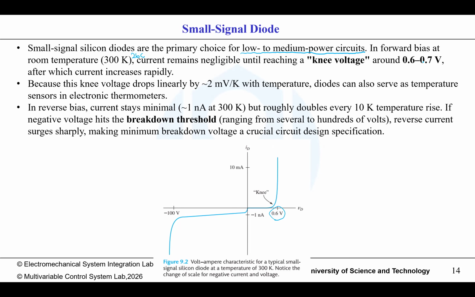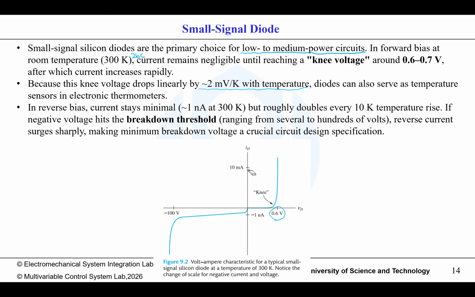This knee voltage will also drop with the increase of temperature. With each K, it decreases by 2 millivolts. So it can also serve as a temperature sensor in an electronic thermometer. We only need to keep a certain current. We make sure the current remains the same, and by this threshold voltage, we can relate it to temperature.